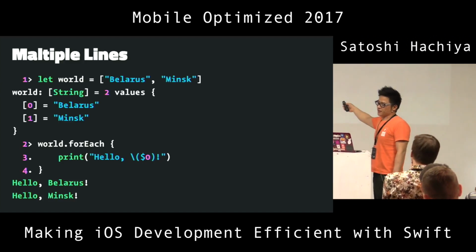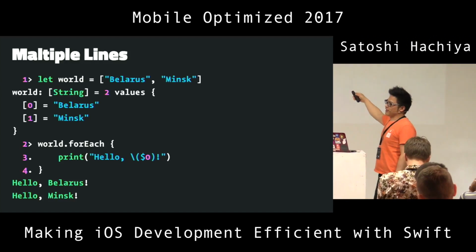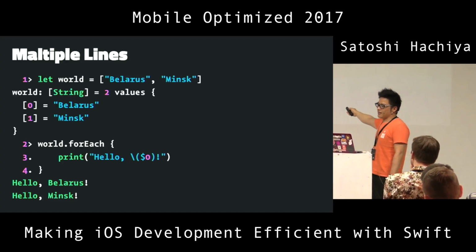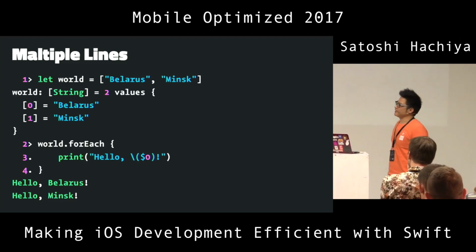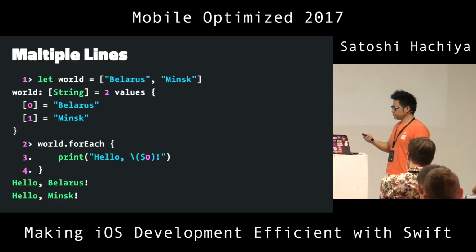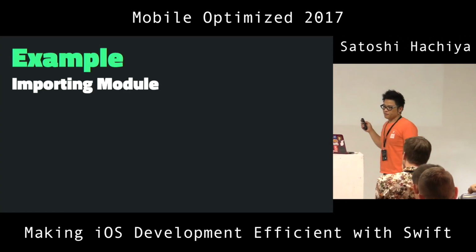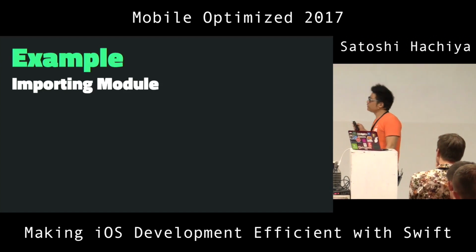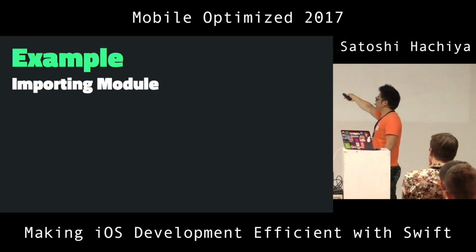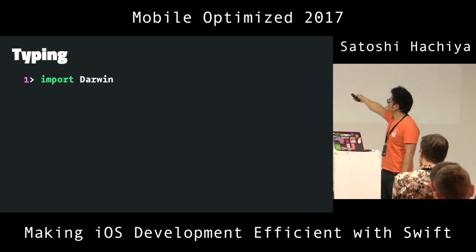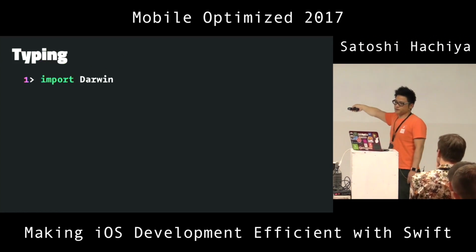In this talk, this example is very simple. I think it's clear to understand. In addition, we can run statements over multiple lines. From line number 2, I use a for each statement.